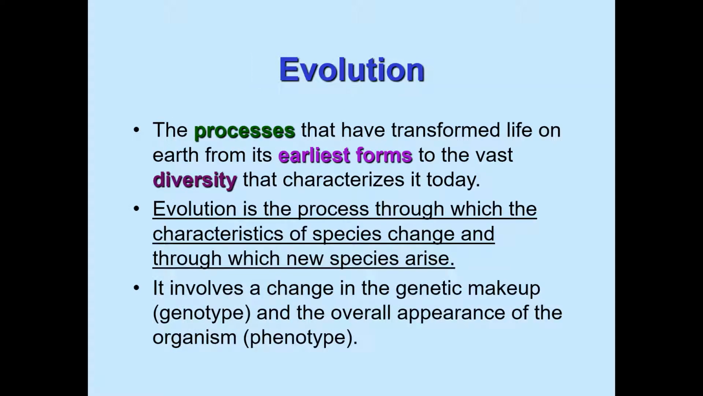Now, evolution is a process that takes hundreds, thousands, or sometimes millions of years to occur. And when we talk about evolution, we're talking about change. It's the process of change in organisms over time, and it's the process that causes new species or new organisms to come into existence. Evolution causes a change in the genotype, which is the genetic makeup of an organism, and it also causes a change in the outer phenotype, which is the outer appearance of the organism.